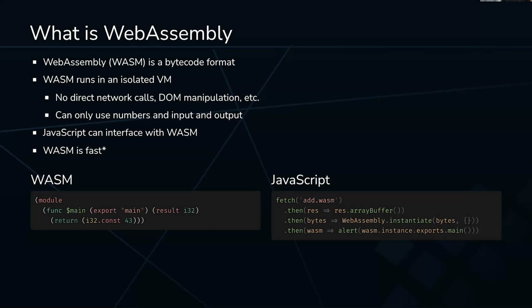On the left here, I have some WebAssembly code, and we have a function main, and we're exporting it. When you export it, that function can be called from your host language. So you can write a function in C++ or in Rust, and then use it from JavaScript.